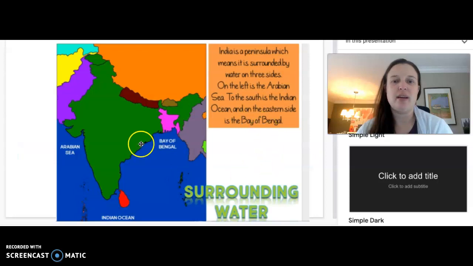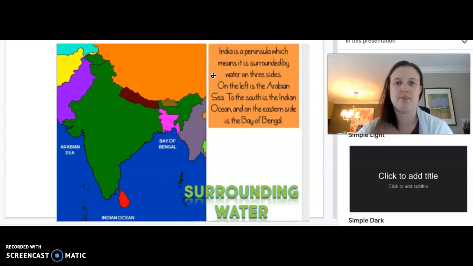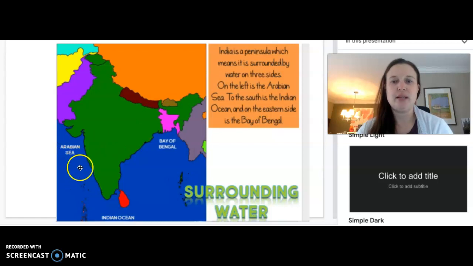The first thing I wanted you to know is that we have some bodies of water, so we need to know what their names are. I'm going to start with the text and then I'll explain it some more. It says India is a peninsula, which means it's surrounded by water on three sides. On the left is the Arabian Sea. To the south is the Indian Ocean. And on the eastern side is the Bay of Bengal.